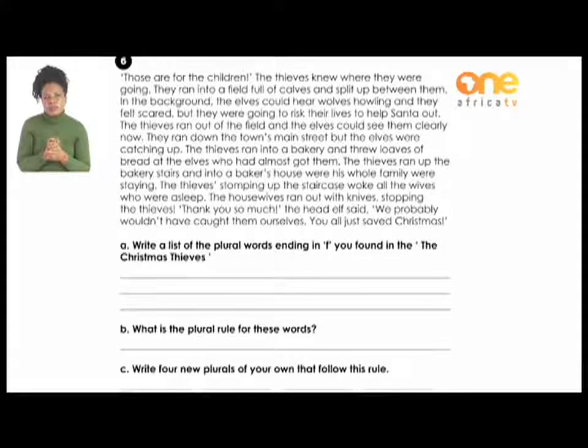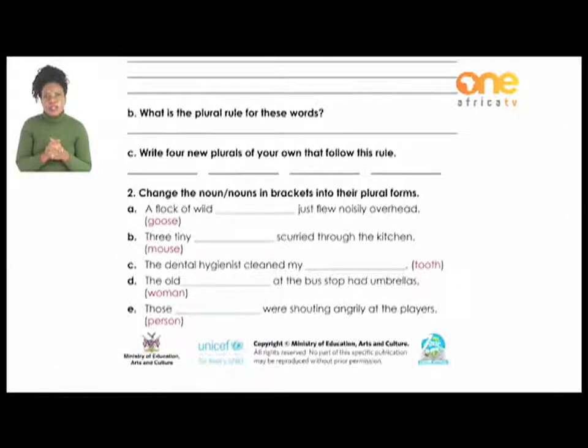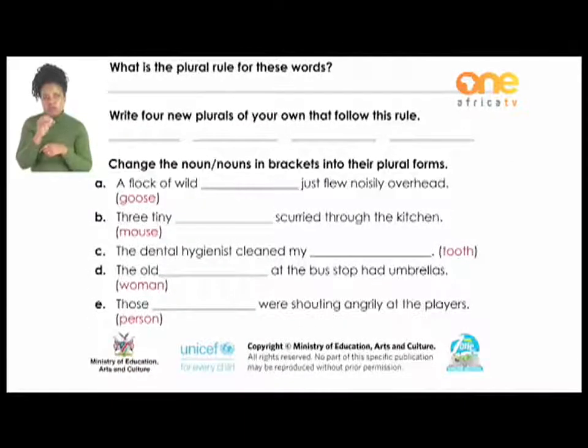Exercise 2 or activity 2, change the noun or nouns in brackets into the plural forms. We're only going to do the first 2. A, a flock of wild geese just flew noisily overhead. B, 3 tiny mice scurried through the kitchen. You can do the rest on your own.